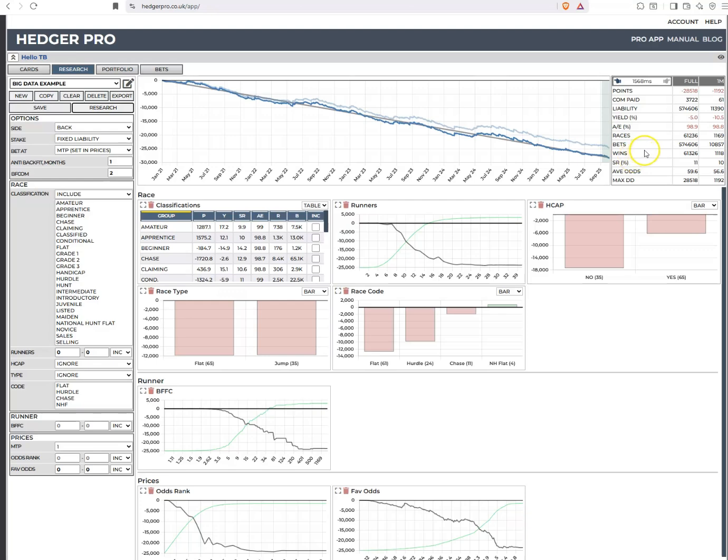You can see that in Hedger you've got a total of 61,236 races across 574,606 bets. So that's a huge data pool. Now, from a statistics perspective and a math perspective, the bigger the data size, the bigger the sample size, the more confidence you've got in your data.